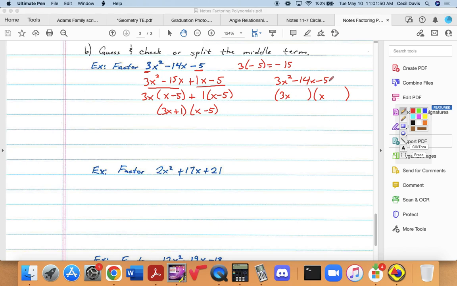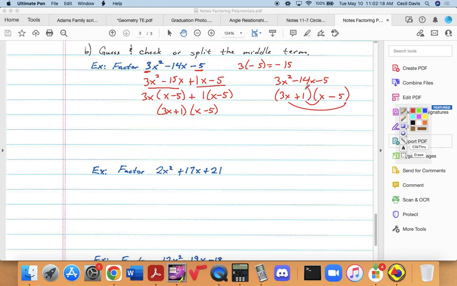And now I know I have to have two things that multiply together to be negative 5. It could be negative 1 and positive 5, or negative 5 and positive 1, and play around with it a little bit until when you multiply it out, the middle term turns out to be negative 14. So if I go, okay, negative 5 here, that gives me a negative 15x, and a plus 1 here gives me a positive 1x, that adds up to negative 14x.